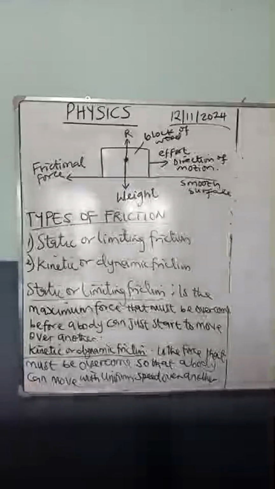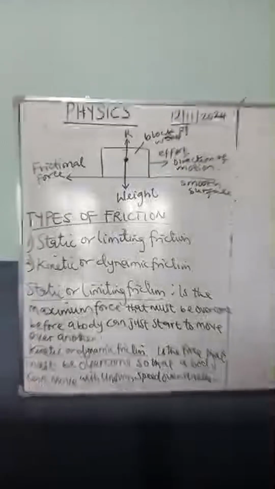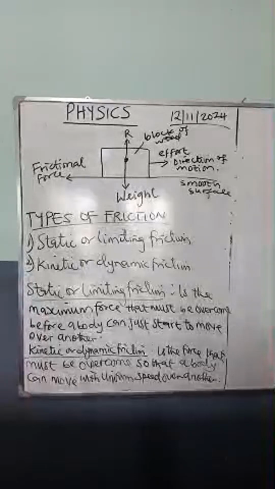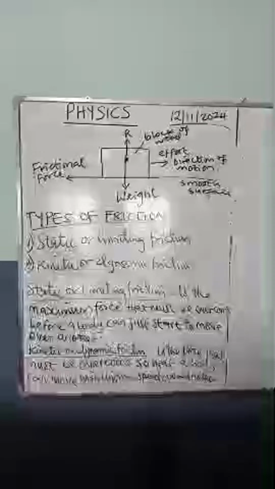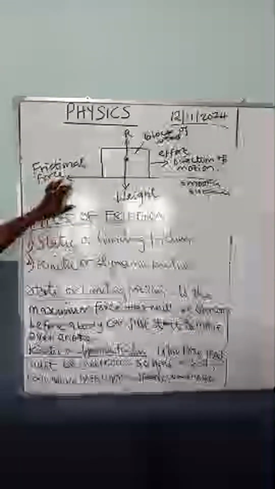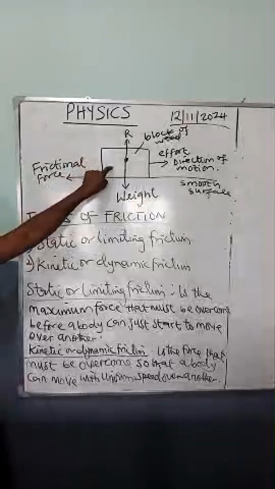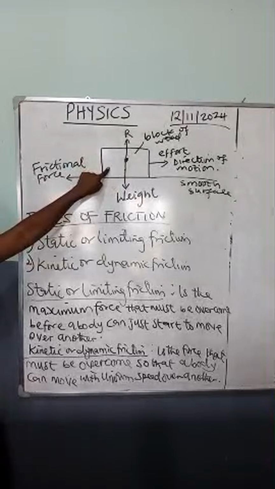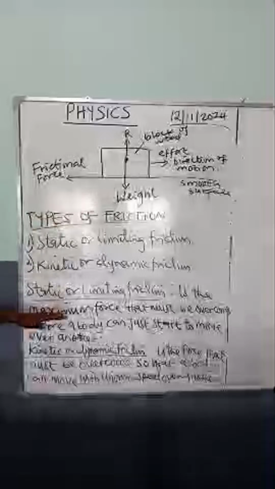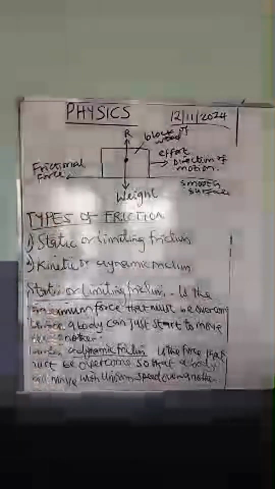Right. We have two types of friction. I will explain that diagram. We have static or limiting friction, and dynamic or kinetic friction. What is static or limiting friction? It's the maximum force that must be overcome before the body can just start to move over what? Another. Now, for this block of wood to move over another, which is a smooth surface, you must overcome static or limiting what?